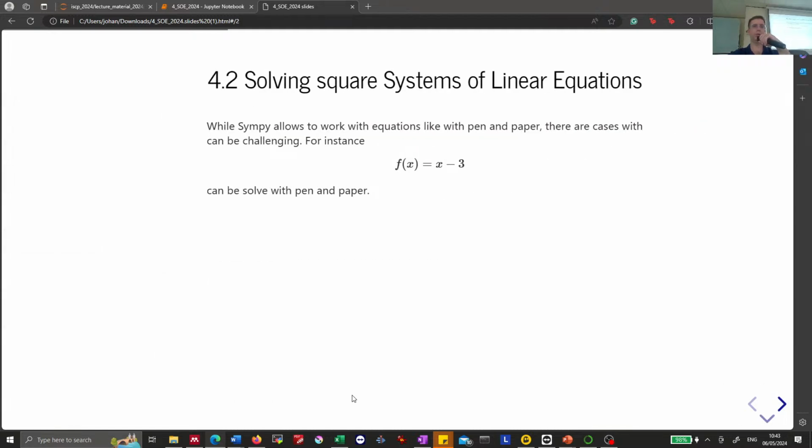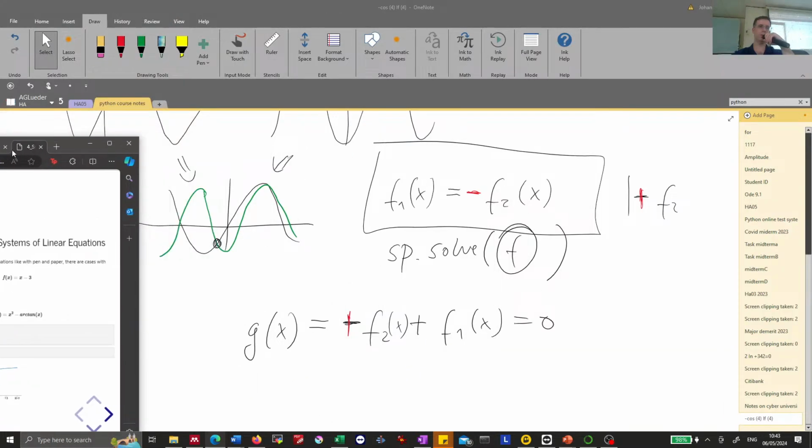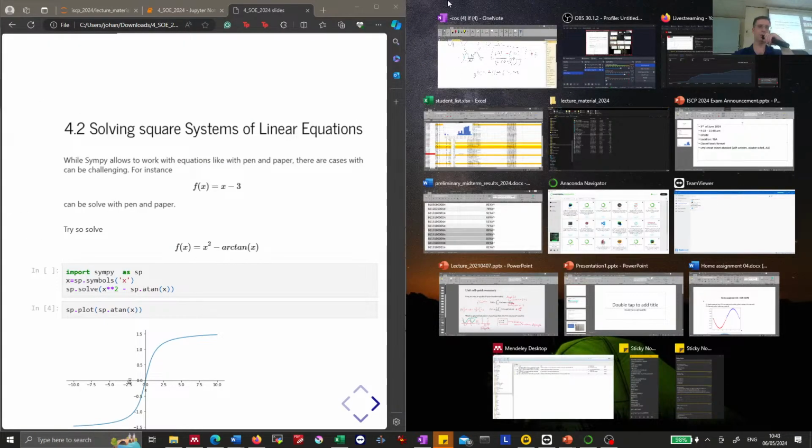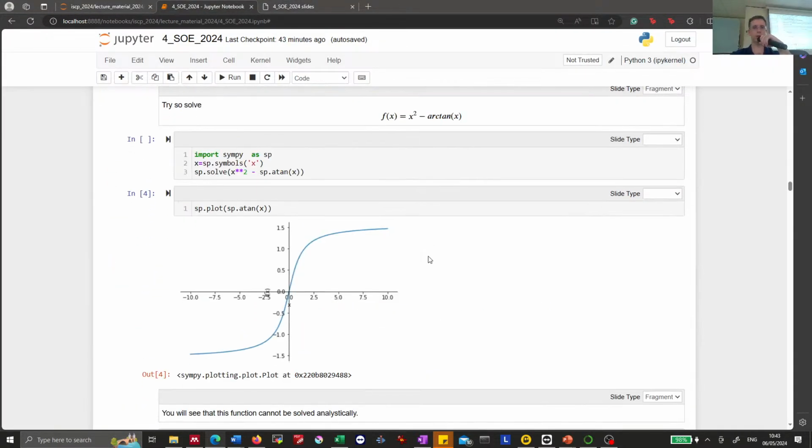Good. Now we can go to solving square systems of linear equations. So why square systems? Because we have as many variables as conditions to solve them. In the slides, when you see something like this, you can see what's on the slide by shifting the slide to the right, and then see a little bit more of it. Or you go back to my Jupyter notebook and see there. So let's see.